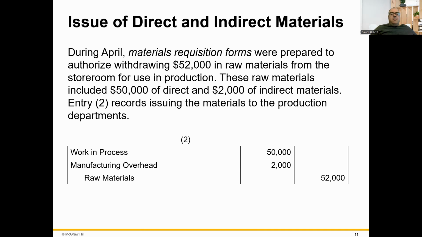So again, things like oil, things like rags, things like whatever else that they might have used to maintain the machines, that was overhead. So for the 50,000, we would debit work in progress to move that into work in progress. And then for the 2,000, we would debit manufacturing overhead to show what is used for manufacturing overhead, which is an expense. And then we would credit 52,000 for raw materials because we are now removing those from our raw materials inventory.